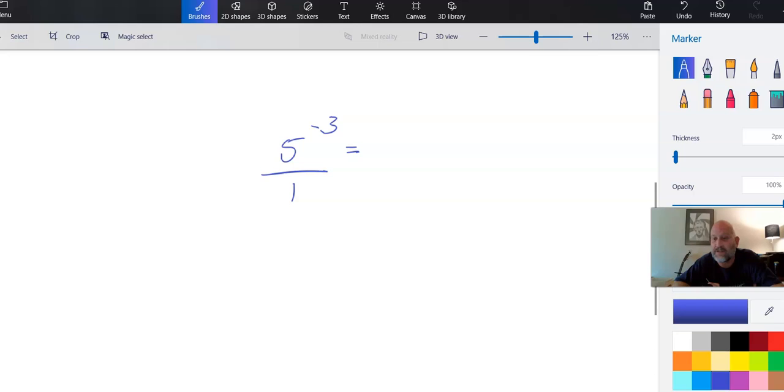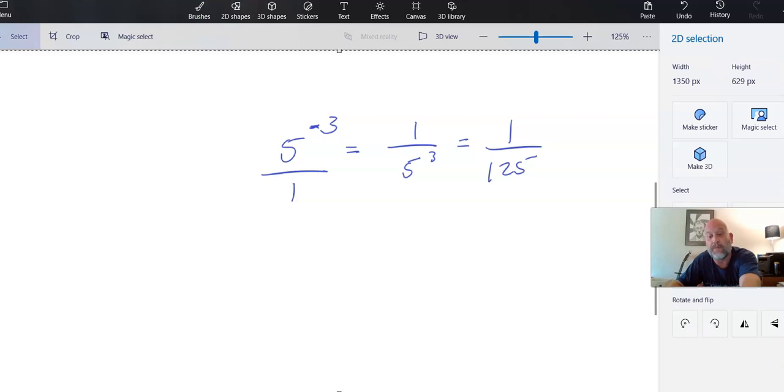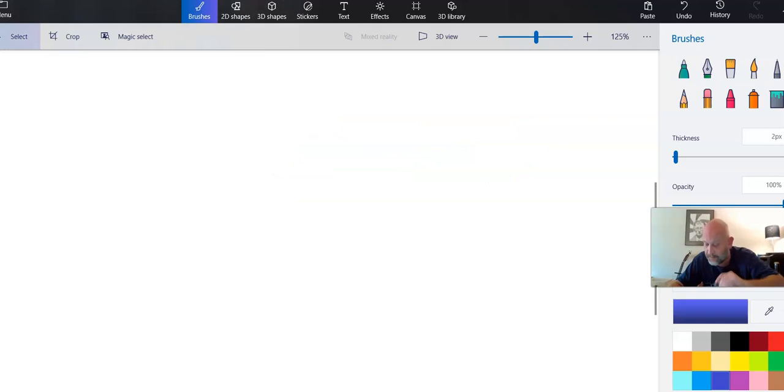You consider it a fraction, and that negative 3 means it's on the wrong side of the fraction bar. So this is now 1 over 5 to the positive 3, which gives me 1 over 125, right? So this totally works out great. If you have a negative exponent, you just switch what side of the fraction bar it's on and that makes it positive, and then you just compute as is. Now, I did that because I wanted to make sure we knew what to do with the next example.